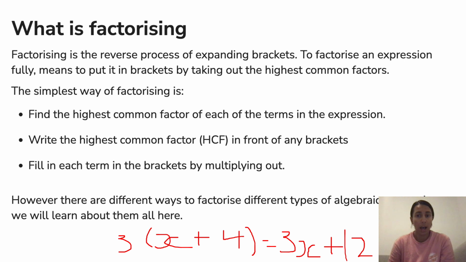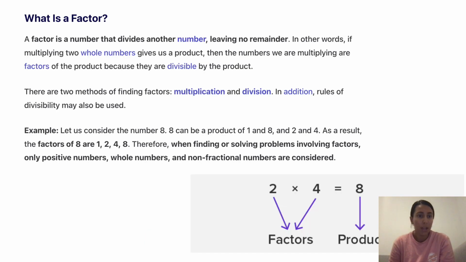So let's have a little look at what factors are. So a factor is a number that divides another number, leaving no remainder. In other words, if you multiply two whole numbers, it gives a product, and the product is the number that we're looking at, and the two numbers that you multiply together are the factors. So if you can see here, we have 8, which is the number that we are investigating. That's our product. Two factors of 8 would be 2 and 4. So your factors always pair up.